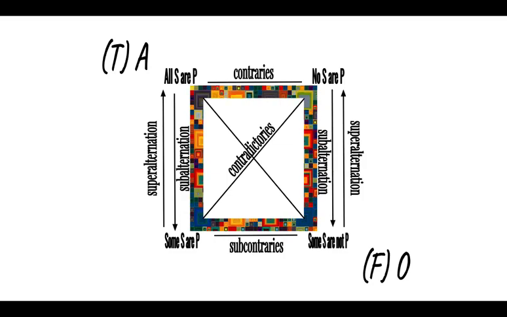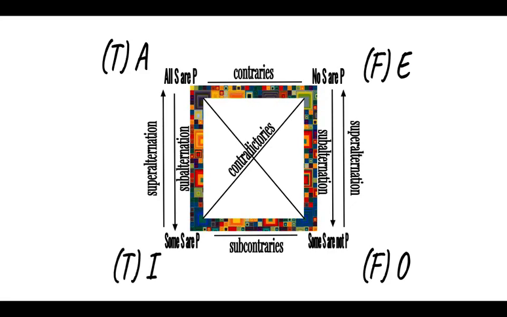Very simple. We also know that we can use superalternation here. Superalternation is if the O-type sentence is false, the E is also false. Simple as that. And we can get the value of the I-type sentence through a variety of means. We could use subalternation. If A is true, I is true. Or we can use the contradictory again. If E is false, that means I is true. Either way, I is true. Okay, there is our square of opposition. That's what we know given the premise.